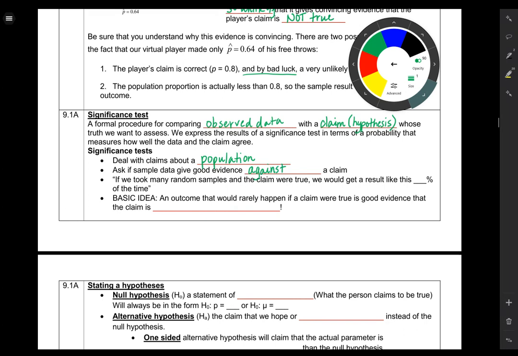If we took many random samples and the claim were true, we would get a result like this P% of the time. This value right here is called the probability value, the P value. So the basic idea is an outcome that would rarely happen if a claim were true is good evidence that the claim is not true. So if it's very rare that would happen by chance, then our claim is probably not true.